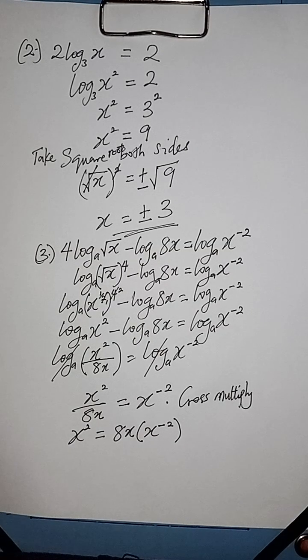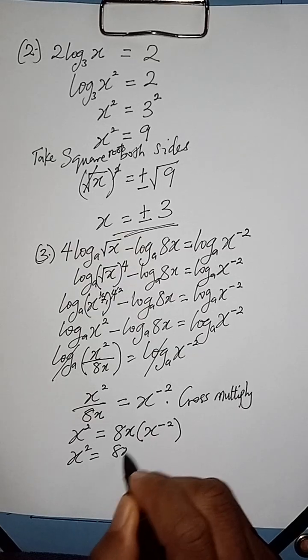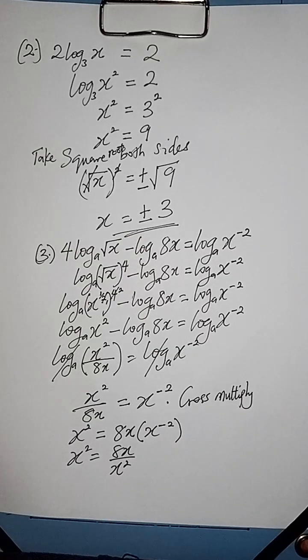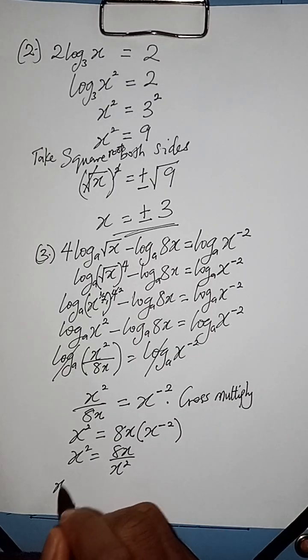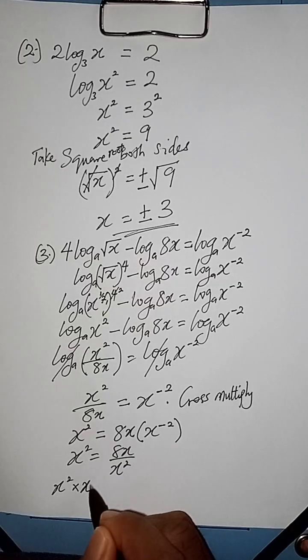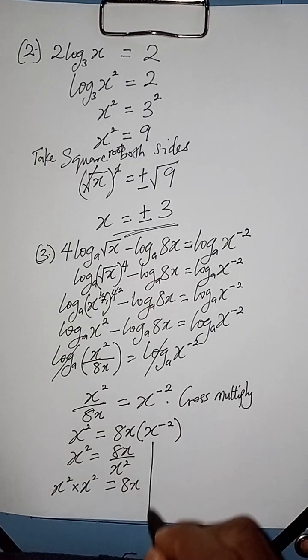But there's an easier way to solve this without going through a much more difficult step. This is an inverse. And so it means I can have x squared equal to 8x over x squared. And when I have a math like this, I can cross multiply again. And if I cross multiply again, what will I have? It's going to be x squared times x squared equals 8x. So at this stage, it is possible for us to get an answer.